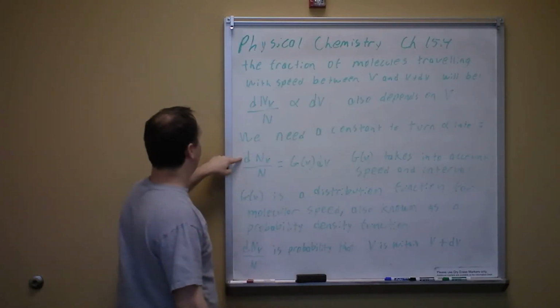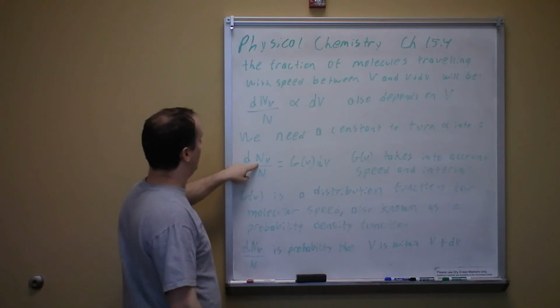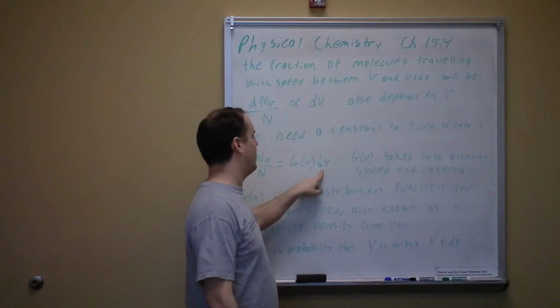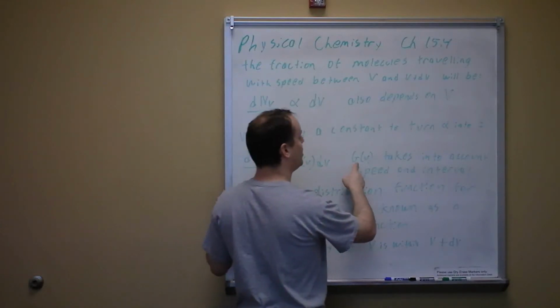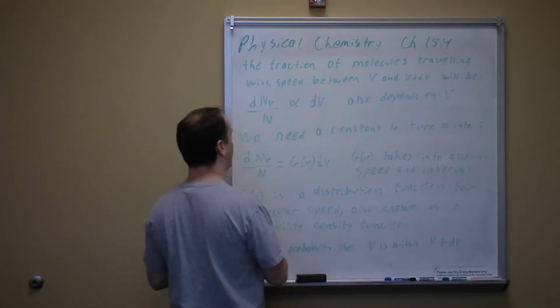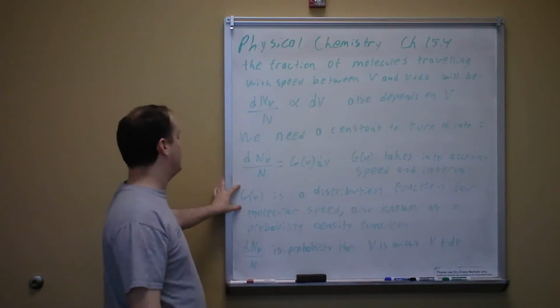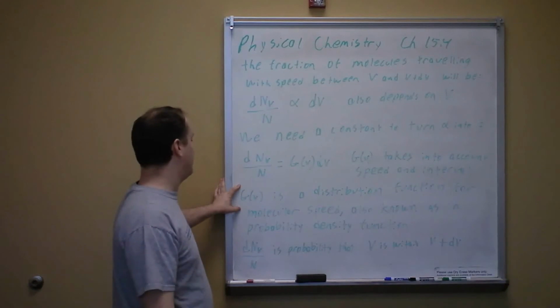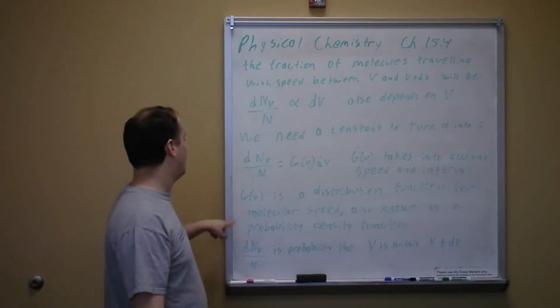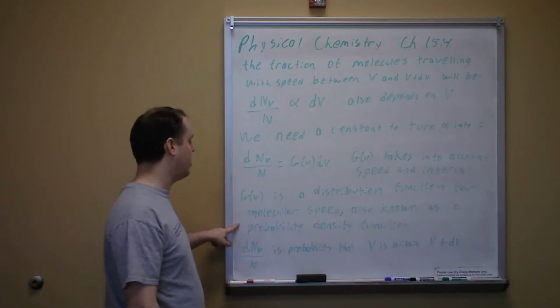So what we're going to say then is that this differential of n of v divided by n is equal to capital G of v dv. This G of v, capital G, is going to take into account both the speed and the interval we're interested in. Now this G of v, this is what we call a distribution function, in this case for molecular speed, obviously. Now this can also be known as a probability density function.